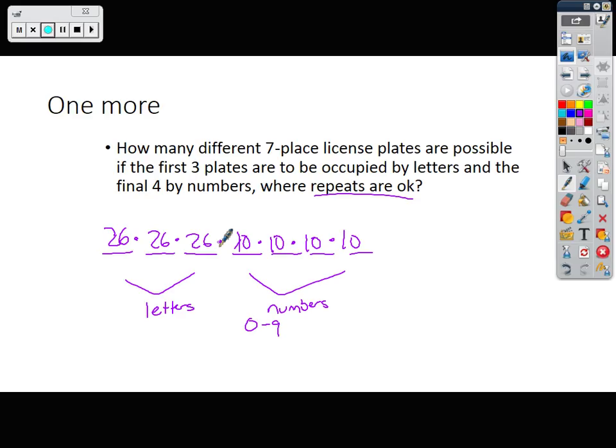You would type all that in your calculator, and you would get, well, I'm going to let you figure that one out. That is all the fundamental counting principle is: it tells you the total number of options.